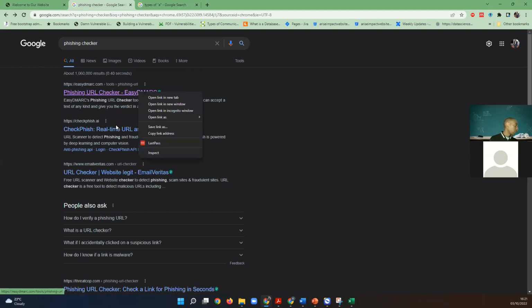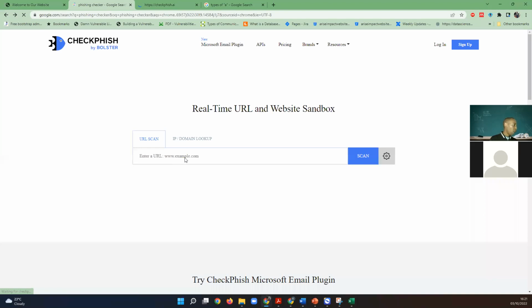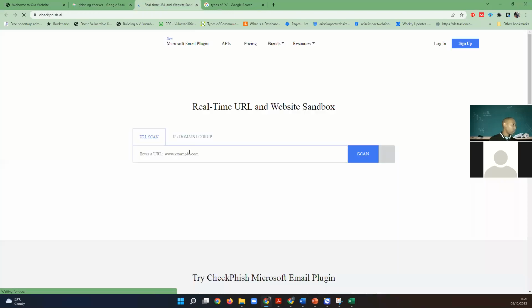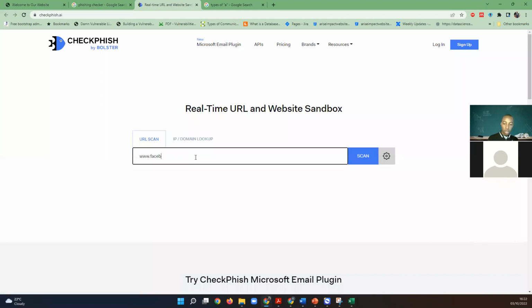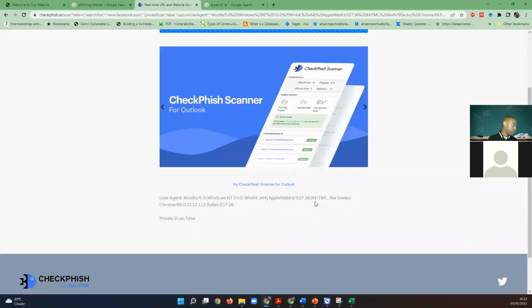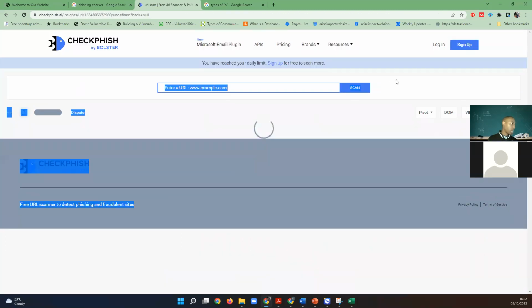So let's get this. I'm trying to look at a phishing checker so that you can see the difference and how you can be conned. It's loading on this other side. So let's say we type www.facebook.com and I scan. So you can see it says it's false. It means it's fine, because you already know how it looks like.